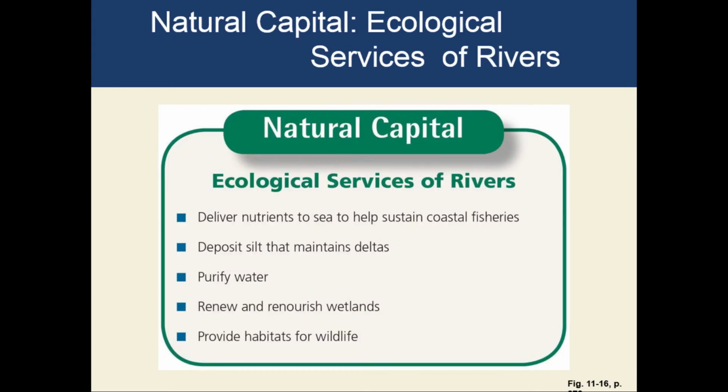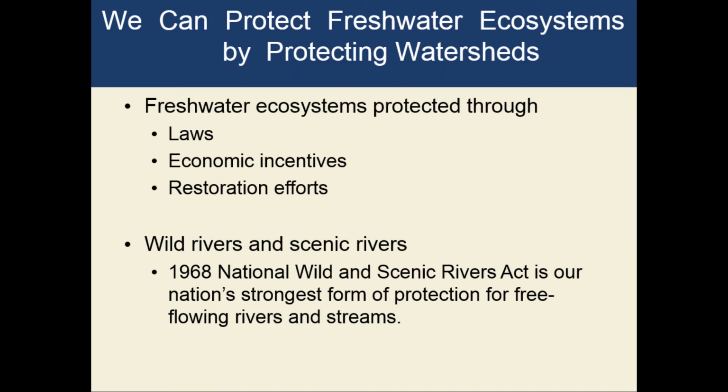The natural capital and ecological services of rivers are the following: they deliver nutrients to the sea to help sustain coastal fisheries, deposit silt that maintains deltas, purify water, renew and renourish wetlands, and lastly, provide habitats for wildlife. We can protect freshwater ecosystems by protecting watersheds. Freshwater ecosystems are protected through laws, economic incentives, and restoration efforts. Wild rivers and scenic rivers are protected by the 1968 National Wild and Scenic Rivers Act, which is our nation's strongest form of protection for free-flowing rivers and streams.